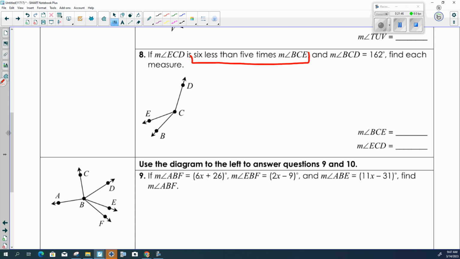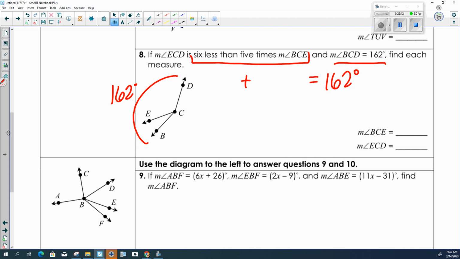Okay, that is not very fun that they made it in disguise. I'm going to label this, though. I can do that pretty quick. BCD is the whole thing, and it's 162. So kind of like Kennedy was asking me a minute ago, the 162 I know is going to go over here because it's the entire thing already added together. What in the world do I do with this other part?